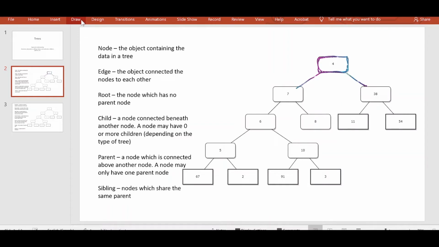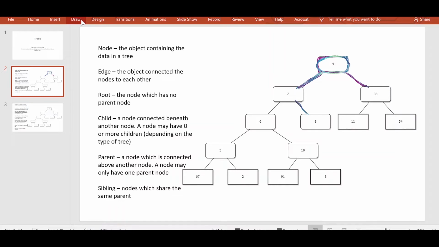This is a binary tree. So in a binary tree, you may have 0, 1, or 2 children. Any node may have 0, 1, or 2 children. There are many different types of trees that can have different numbers of children, but in this particular tree, we're only going to have a maximum of 2 children. So a child is a node which is connected beneath another node, and a parent is the node which is connected above. A node may only ever have one parent, but it can have any number of children depending on the type of tree. So this one you can have up to 2 children.